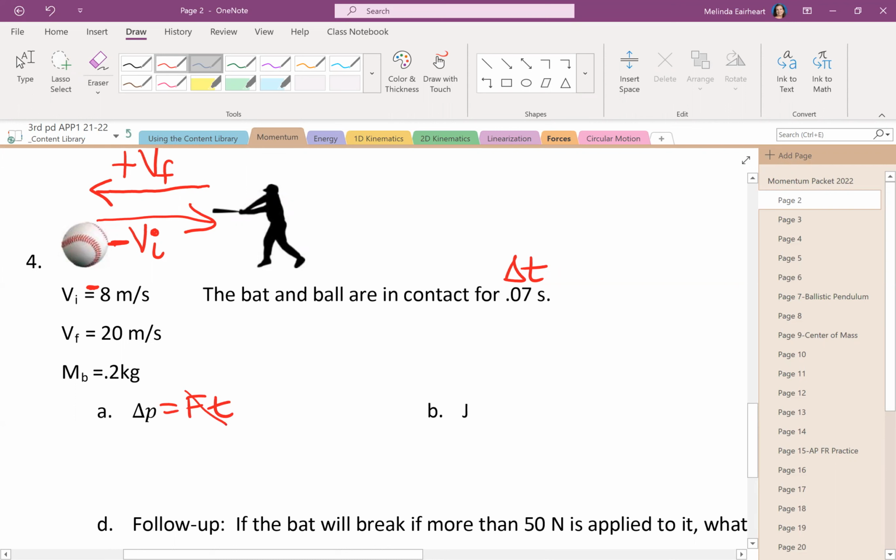No, we don't know the force. What else is impulse and change in momentum equal to? M delta V, which we do know the mass of the ball, so we can find the impulse on the ball. I'm going to get technical here. And we can use the mass of the ball and the change in velocity of the ball, okay? And so 0.2 times final velocity 20 minus what?